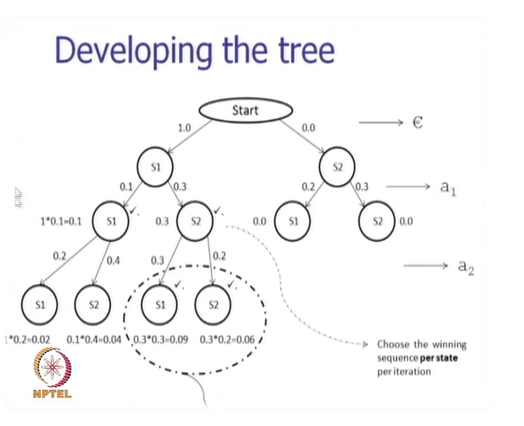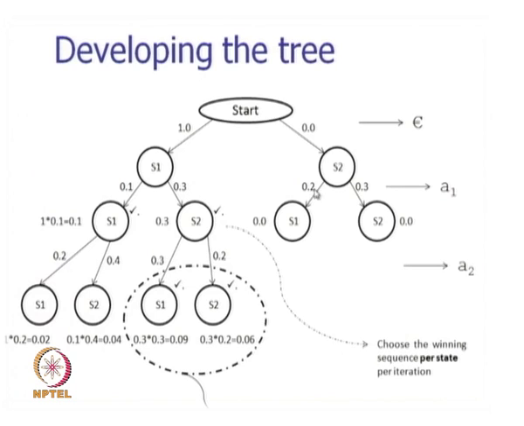So, here is the tree which clearly depicts what we have to do. Initially the system is in the start state, and from there with probability 1.0 it goes to state S1, and with probability 0.0 it goes to S2, which means the machine starts from state S1. The next symbol is A1. When A1 comes in, then from S2 we go to S1 with probability 0.2, from S2 to S2 with probability 0.3. So, this is as per the finite state machine which was shown before with probability values on it.